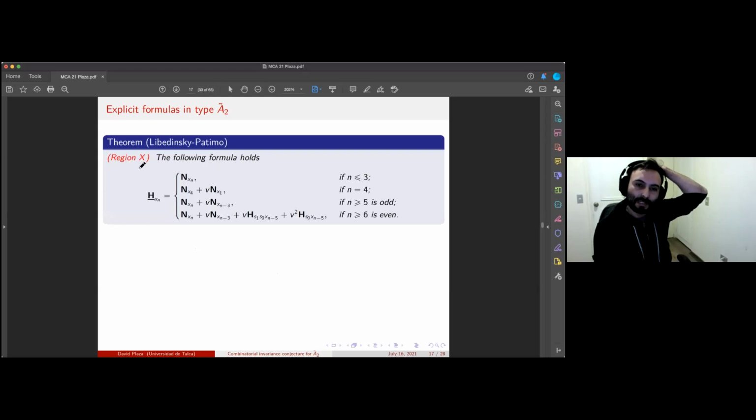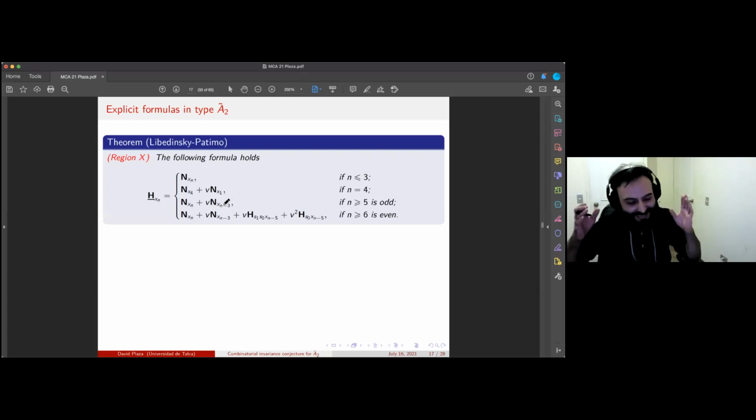These are the formulas for region X, or our first region, and you can forget these formulas immediately. My point here is that from the beginning of the theory, we have an algorithm to compute Kazhdan-Lusztig polynomials, but the problem with this algorithm is that it is recursive. So it's too slow, this algorithm. And these formulas allow us to compute a Kazhdan-Lusztig polynomial in a non-recursive way. So we have direct access to Kazhdan-Lusztig polynomials.